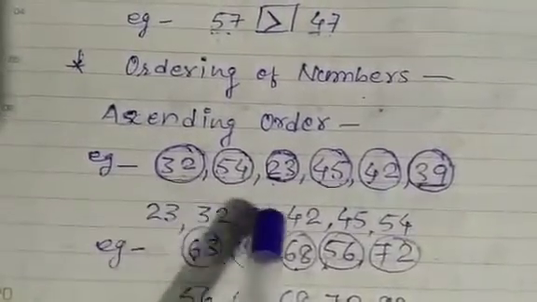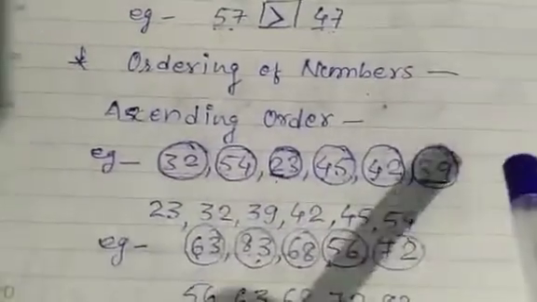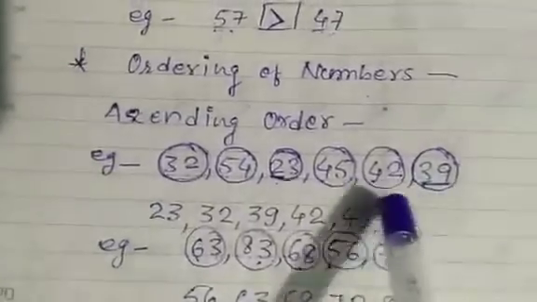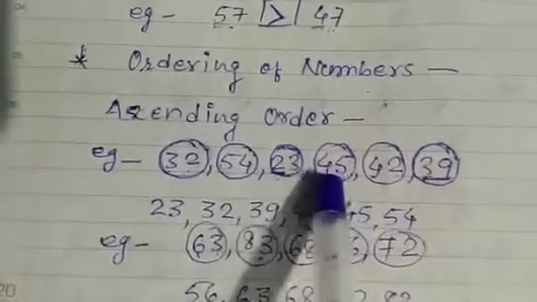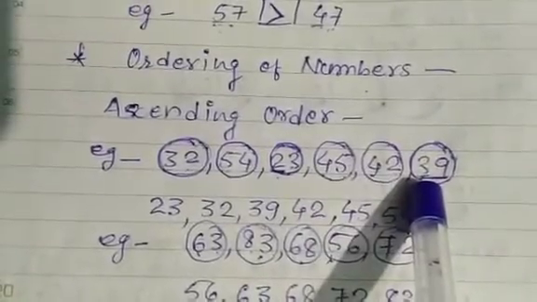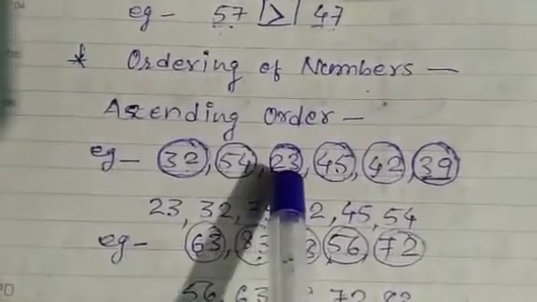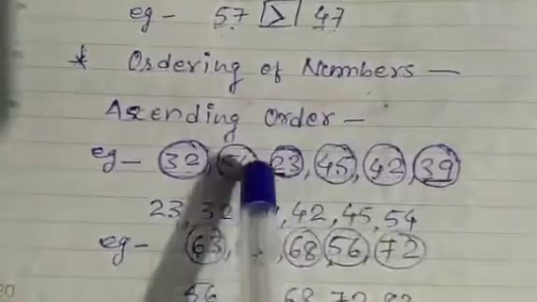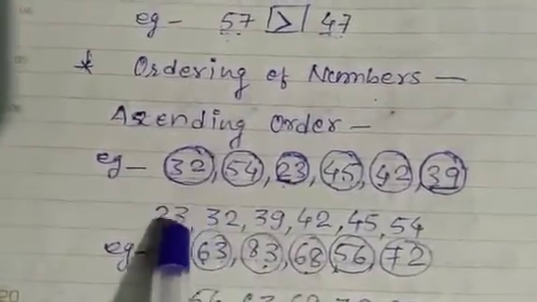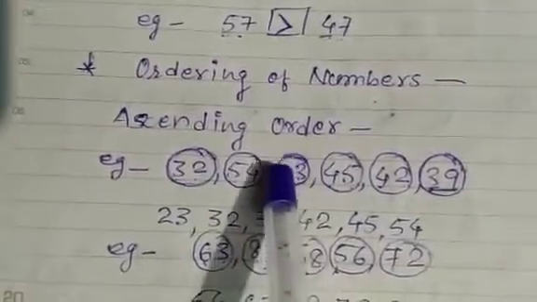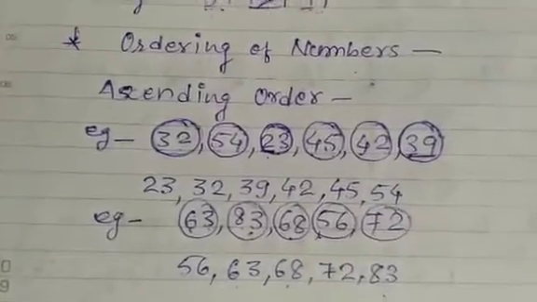You know that here there are only 2-digit numbers, so we will compare the numbers from the left side. The left side digits are 3, 5, 2, 4, 4, 3. Here 3 and 5, 3 is small; 3 and 2, 2 is small; 2 and 4, 2 is small; 2 and 3, 2 is small. Therefore 23 is the smallest number, so we will write 23 here and make a circle. The reason for the circle is so we do not get confused about whether we have written the number or not.